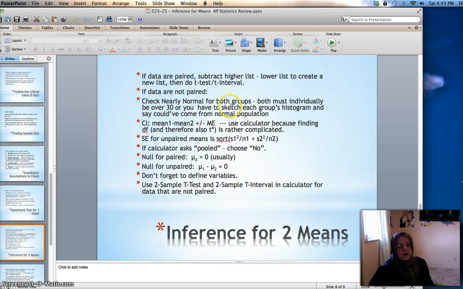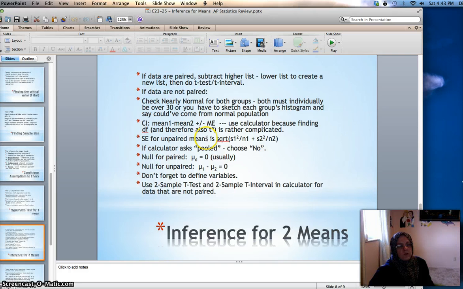So when you check nearly normal, check it for both groups. Label the two histograms so you can tell which one's which, so they know you actually checked both. Or say that both samples are over 30. Your confidence interval would be the difference in the means plus or minus the margin of error. Use the calculator to do this because finding the degrees of freedom and therefore also t-star is rather complicated. So it's extremely unlikely that you would ever be asked to do this by hand. You can use the calculator for a confidence interval for the difference of two means that are not paired.